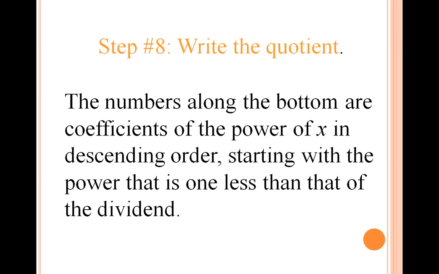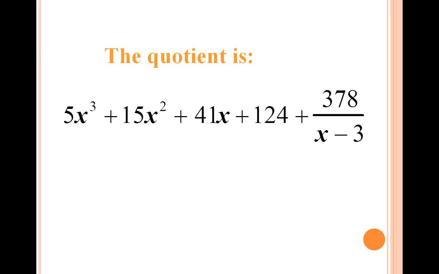This is how you write the answer, and they refer to the answer as the quotient. The numbers along the bottom are coefficients of the power of x in descending order, starting with the power that is 1 less than that of the dividend. So the quotient is 5x cubed plus 15x squared plus 41x plus 124 plus, and let me point out this plus here. There's a plus sign here before you write the remainder over the divisor. So the remainder was 378.